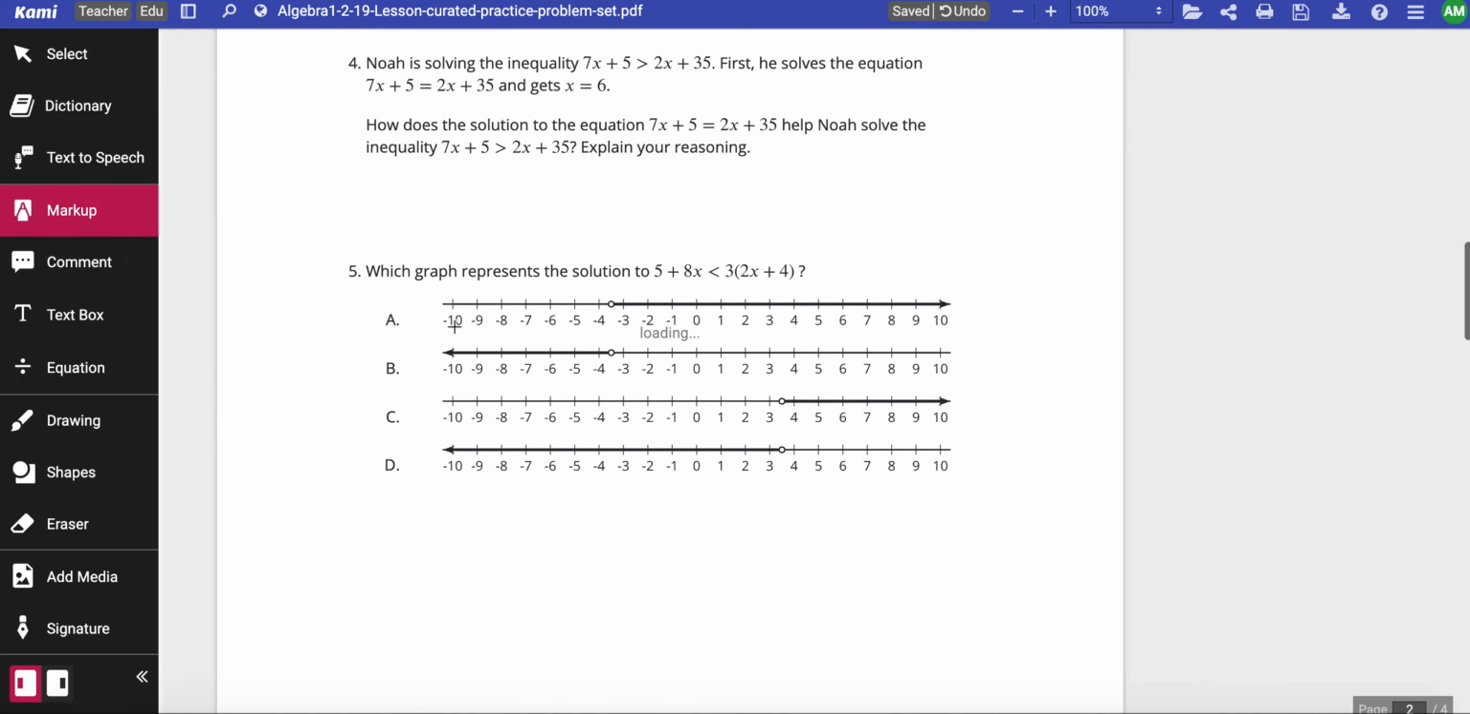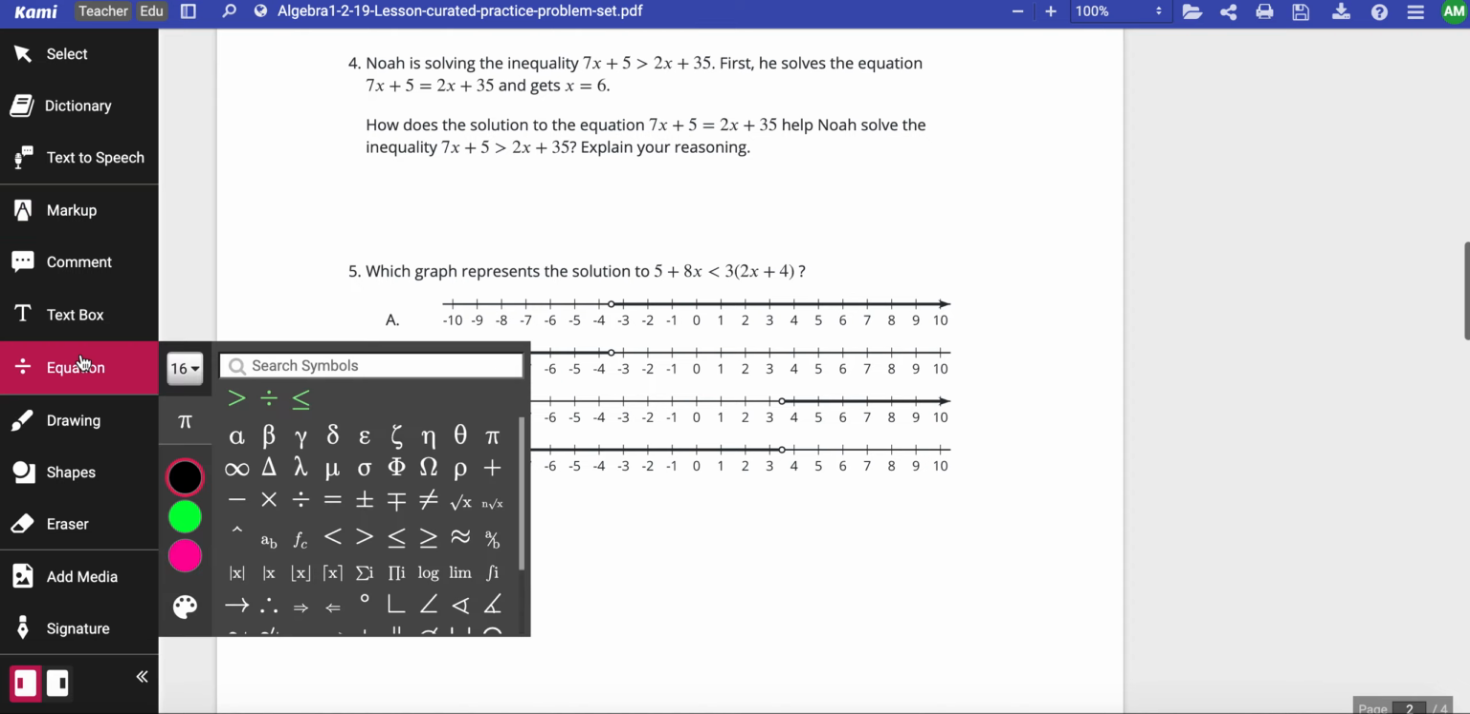Number 5, which graph represents the solution to 5 plus 8x is less than 3 times the sum of 2x and 4. So you would just want to work this out. I'm going to move it down here so I have room. 5 plus 8x is less than 3 times 2x plus 4.